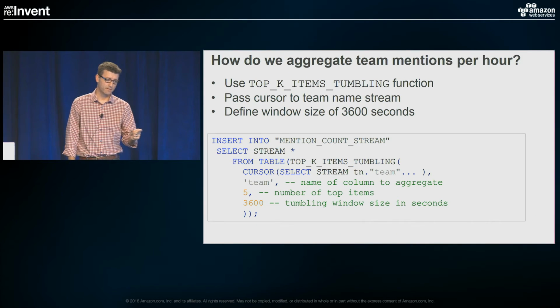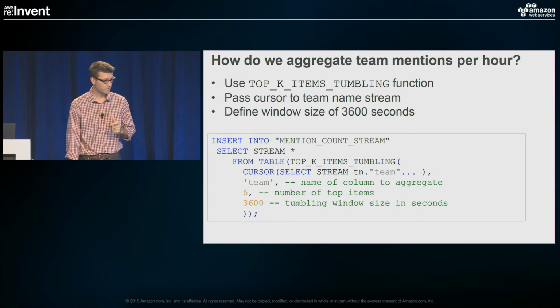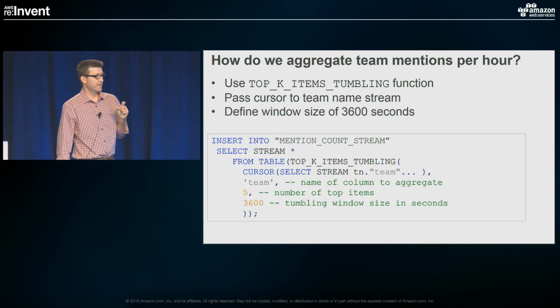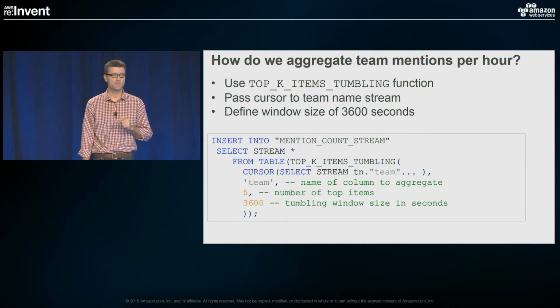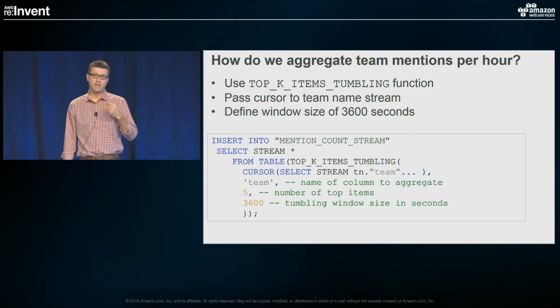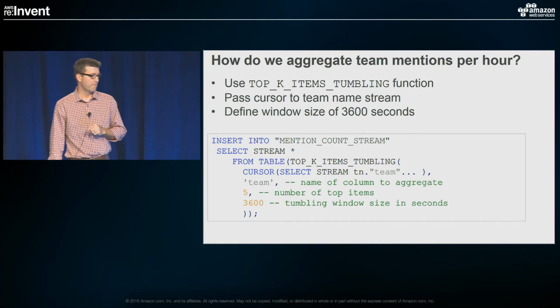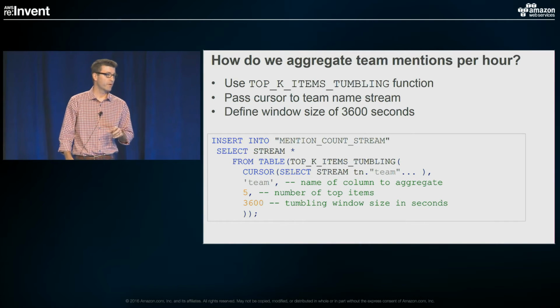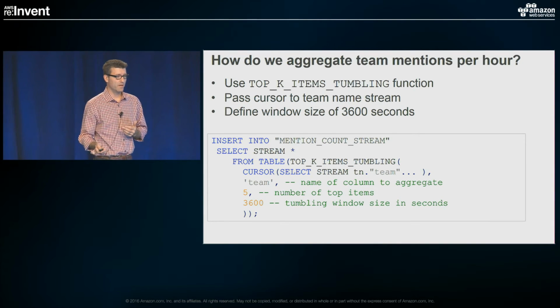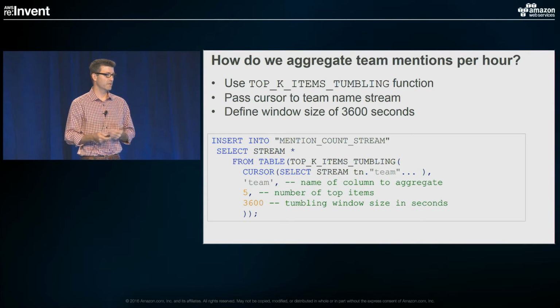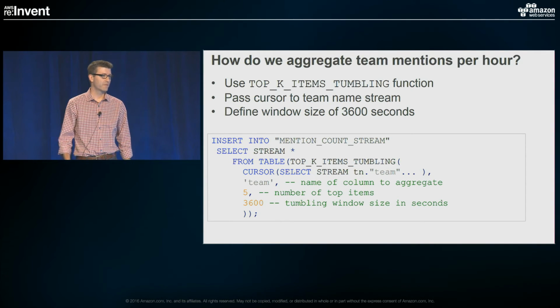So how do we aggregate these team mentions per hour? Amazon Kinesis Analytics supports a number of built-in functions that make some analysis much simpler than you could do just by writing the SQL. You can always write the SQL to do things like distinct counts or top number of items in a window, but we've created a few functions for common use cases like top K items tumbling. So it's a function that you can use in your application to do a basic count. It's more efficient, essentially, than doing it on your own in SQL. So we've created a few of these functions to make that easier for you.